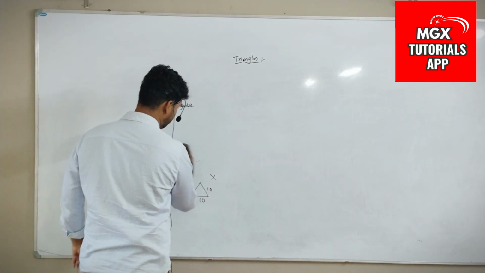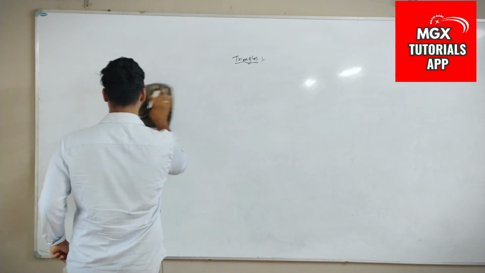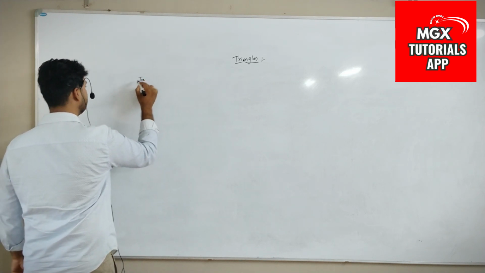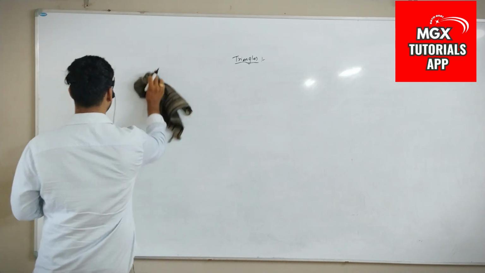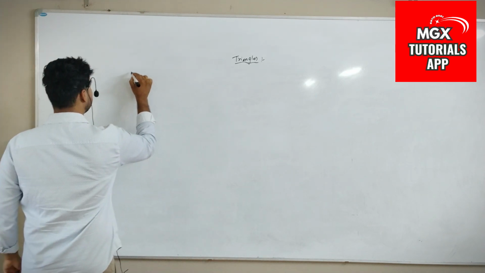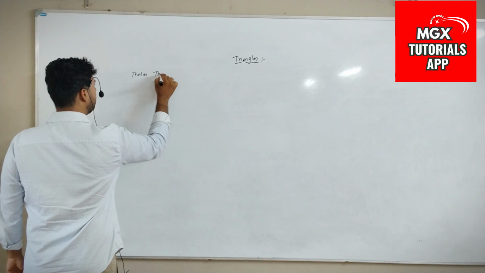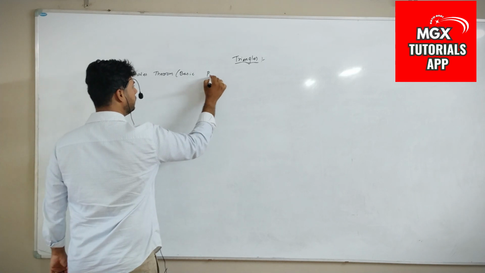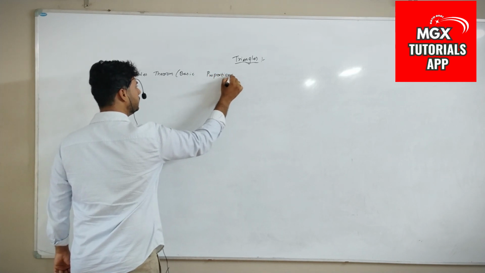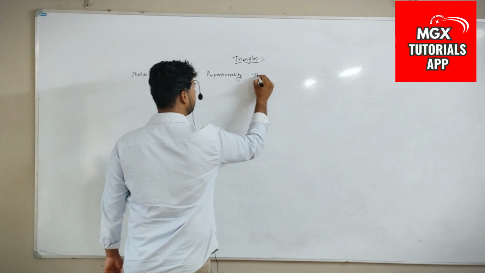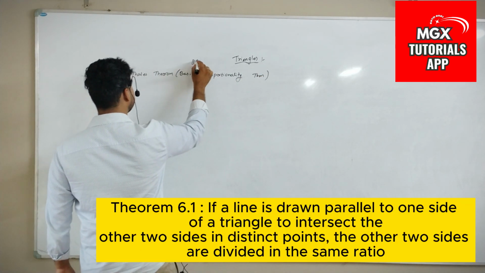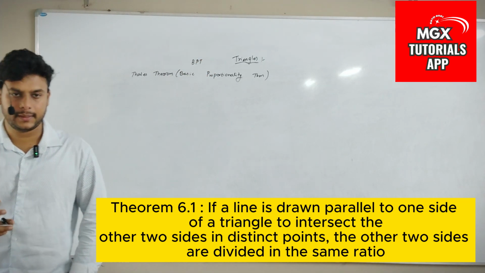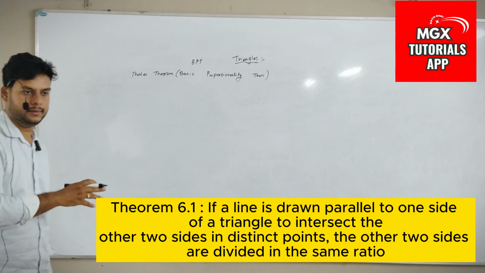See, we are doing the most important theorem. This theorem has been asked every time in the board exam. One was Thales theorem, which we call the basic proportionality theorem, or we call it BPT. Thales theorem, basic proportionality theorem, BPT. All are the same.